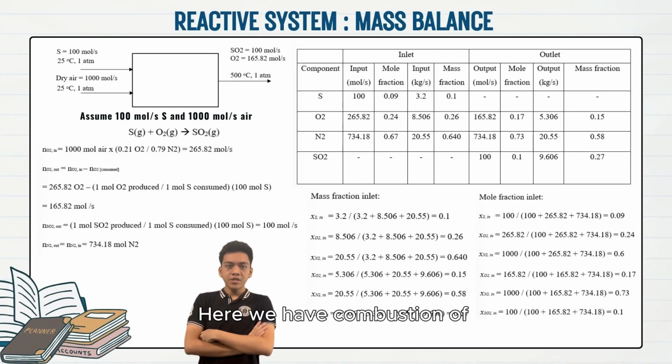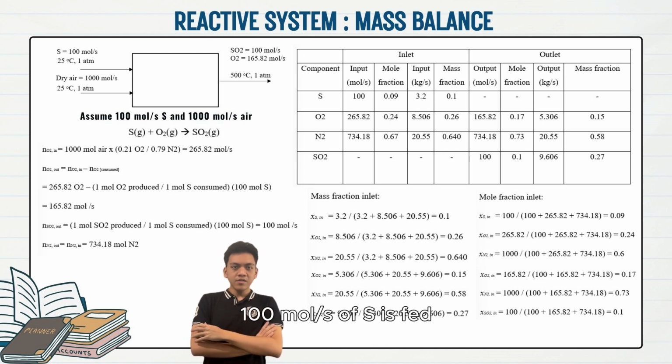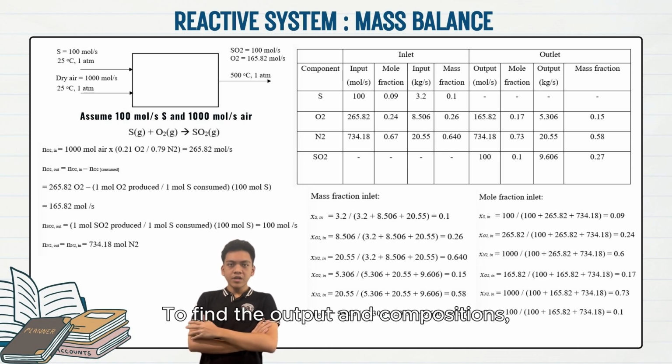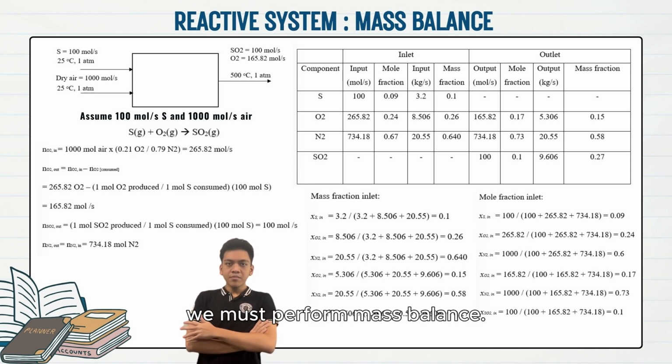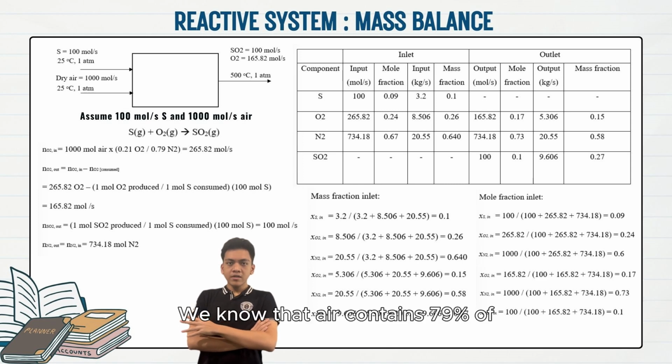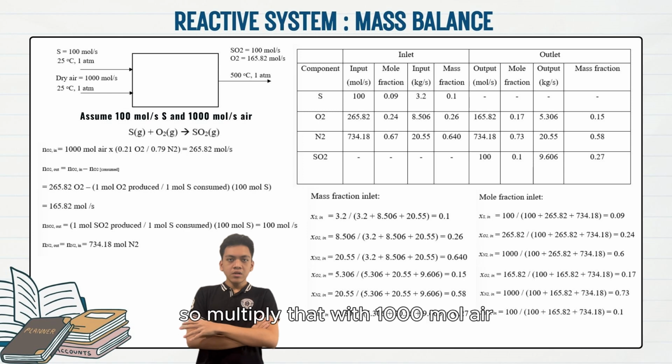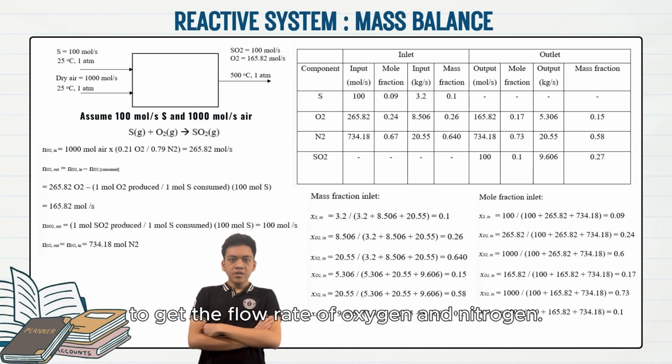Here we have the combustion of sulfur to form sulfur dioxide in a burner. 100 mole per second of sulfur is fed to the burner and 1000 mole per second of air is fed to the burner. To find the output and compositions, we must perform a mass balance. We know that air contains 79% nitrogen and 21% oxygen, so multiply that with 1000 mole air to get the flow rate of oxygen and nitrogen.